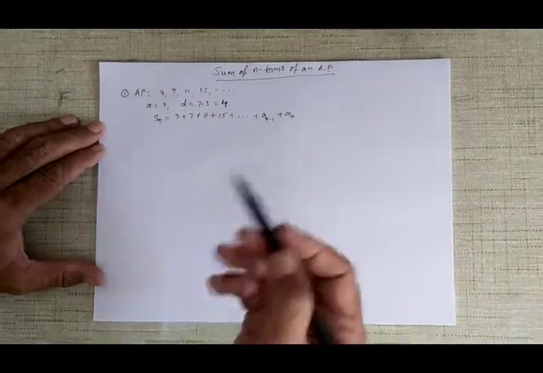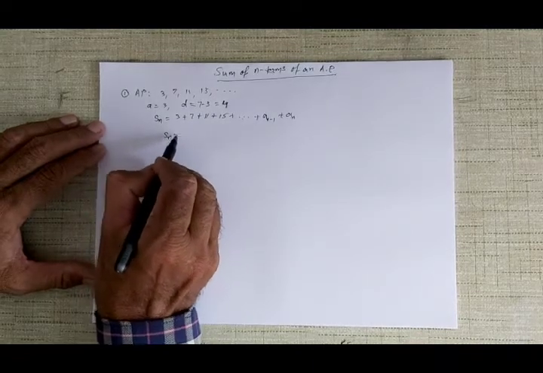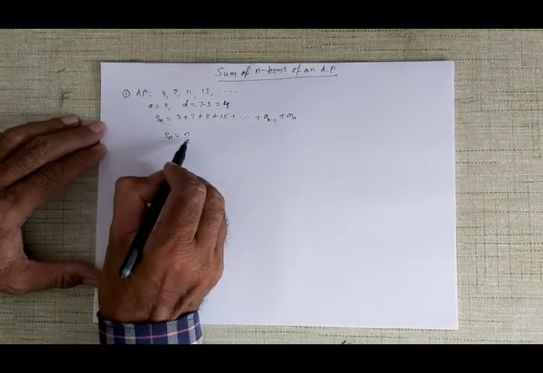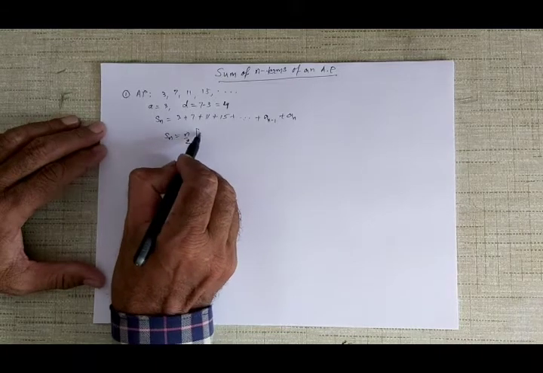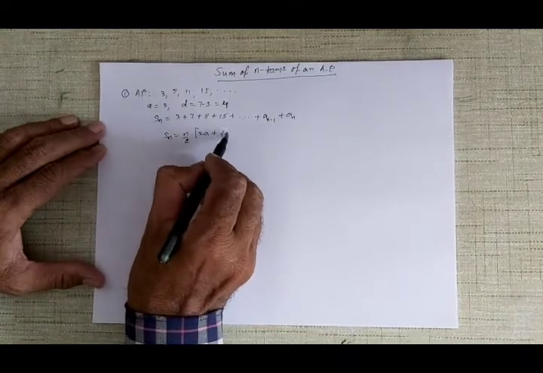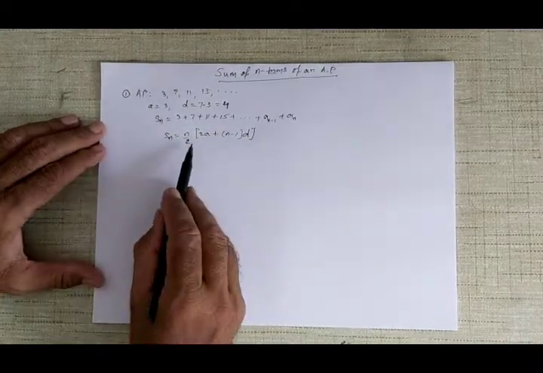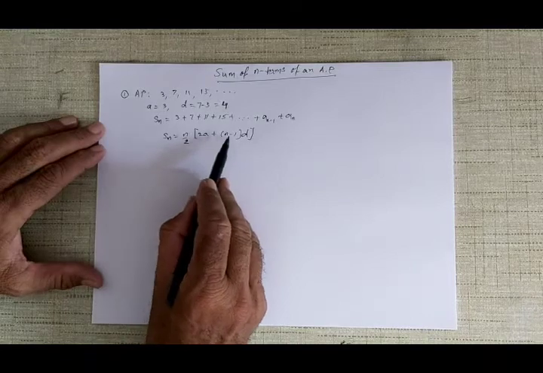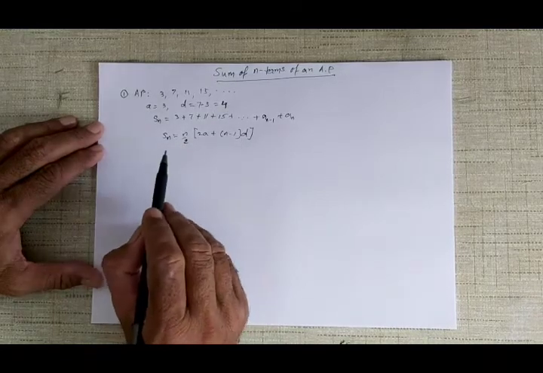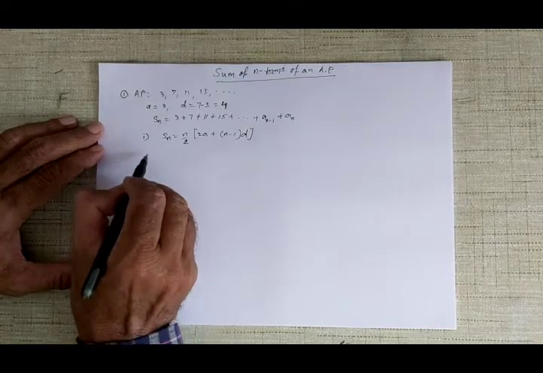So there is a formula for this, and that formula is S of n is equal to n by 2 into bracket 2a plus n minus 1 into d. Of course, you know what n means. n is the number of terms, a is the first term, d is the common difference.